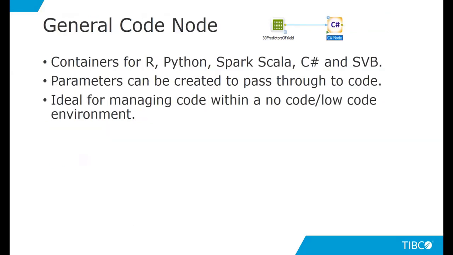And finally, our general code node. This general code node looks just like one of our standard nodes, but actually these are containers for other types of code. We use this whenever we code within these workspaces in R, Python, Spark Scala, C#, and also Visual Basic. Parameters can be created to pass through to the code within these nodes.